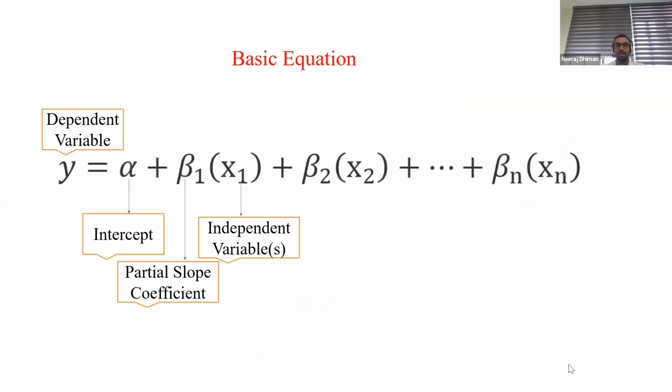Before moving to analysis, let us understand the basic equation of regression or multiple regression. If I were to ask you the basic equation of regression, not multiple regression, it is Y equals alpha plus beta1 X1. This is our dependent variable, this is our intercept, where we have only one independent variable and one dependent variable, as simple as that. This is the basic equation of regression.